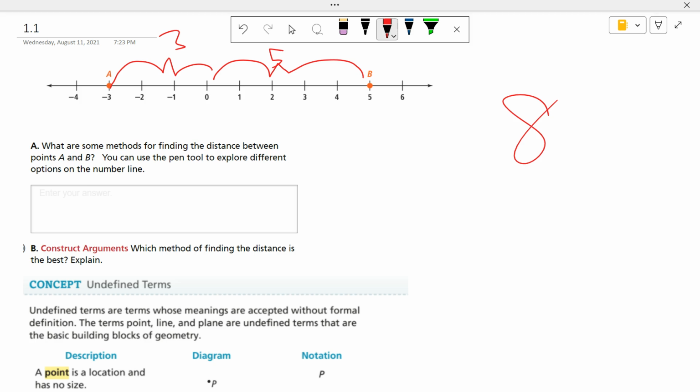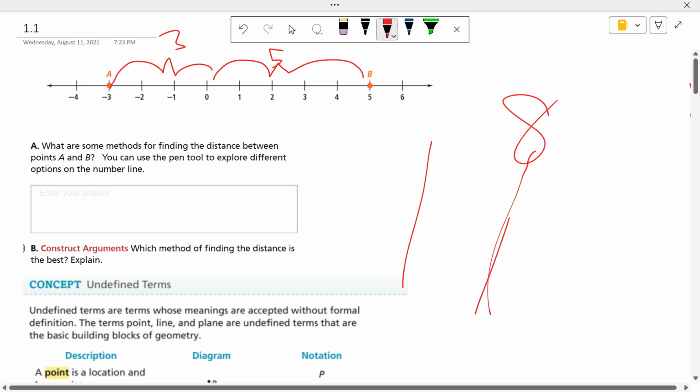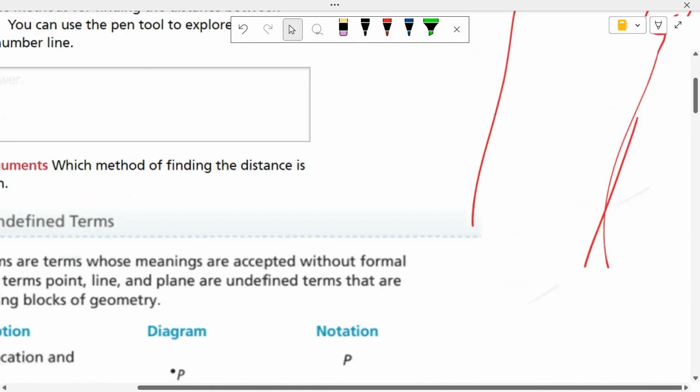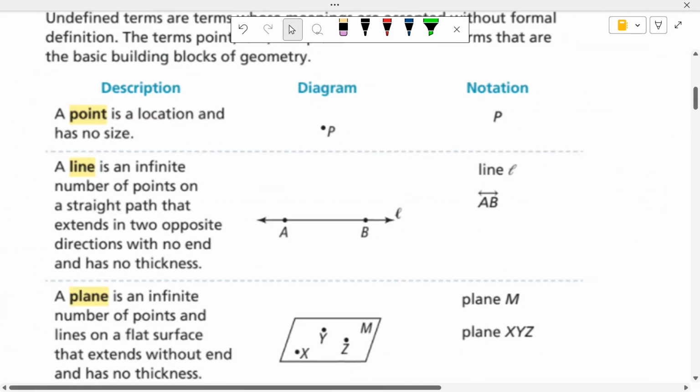So, what we have is point, line, plane. Those are the first basic terms in geometry. Okay? What is a point? A point is a location and has no size. So on your vocab sheet, you would write a location and has no size.